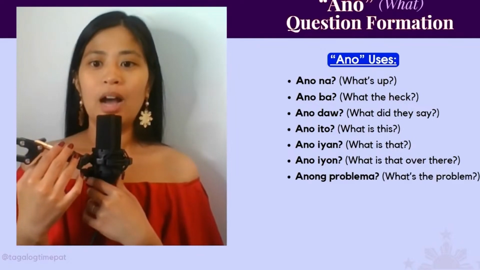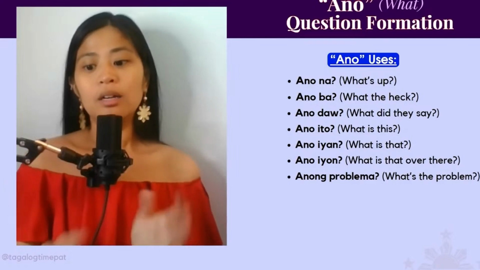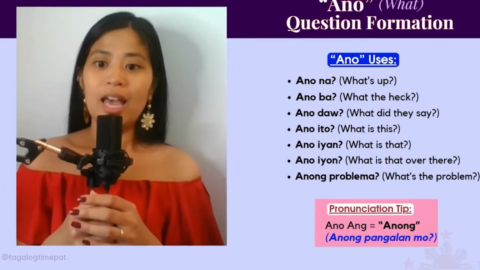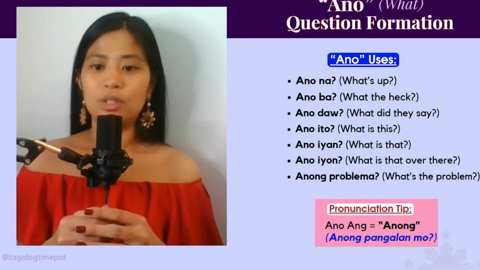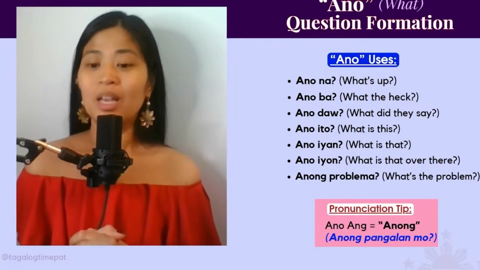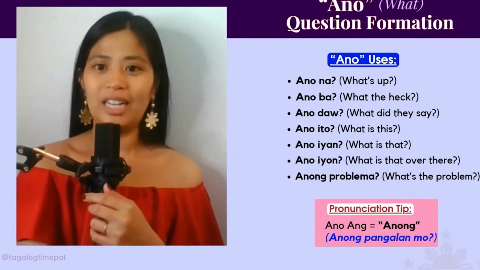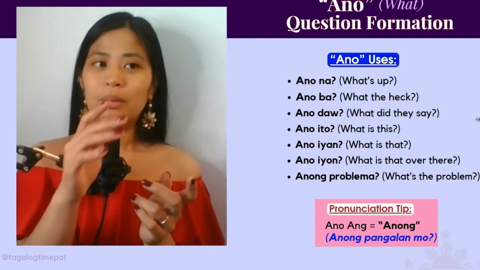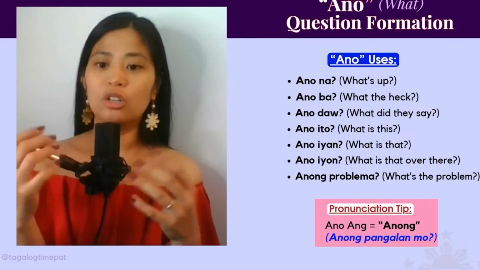And then anong problema? What's the problem? Anong problema? So the ng at the end there is like ano ang problema, and you can put it together and it would be anong. So anong pangalan mo? That also works. Instead of ano ang pangalan mo, you can put it together, anong pangalan mo? And you will see this happen to a lot of the question words that we'll be learning. Anytime the previous word ends in a vowel, you can usually make this contraction or like putting the words together. You'll see that.